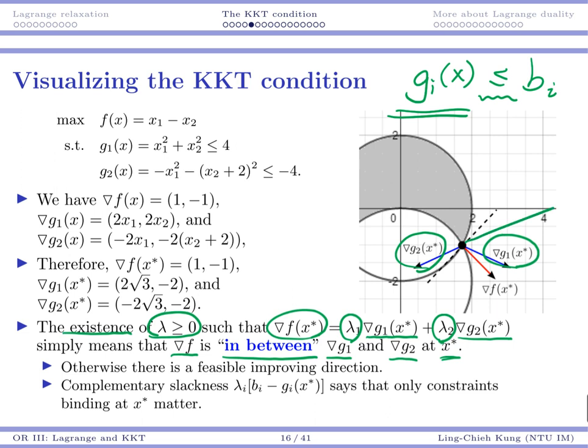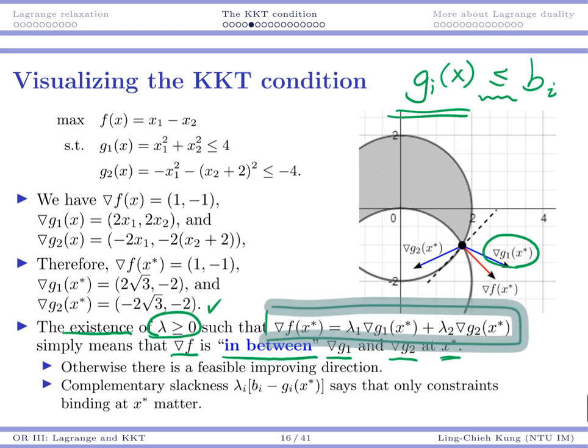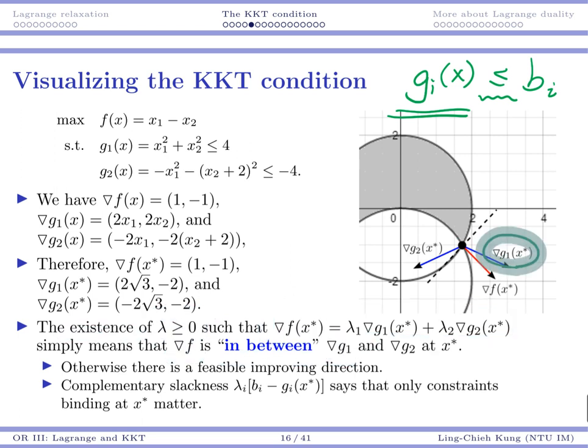means that you may combine gradient G1 and gradient G2, these two vectors, in a non-negative way to form your gradient f. If your gradient f is actually here, then you need to multiply gradient G2 with a negative term to make this happen. The fact that there exists a non-negative lambda to make the equality hold means that your gradient f is in between your gradient G1 and gradient G2 at this particular point.